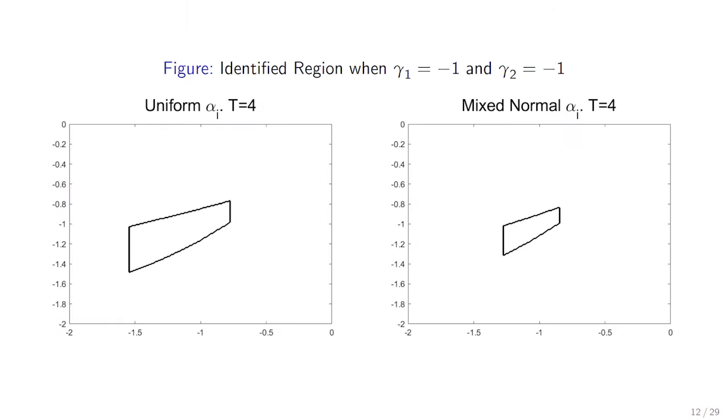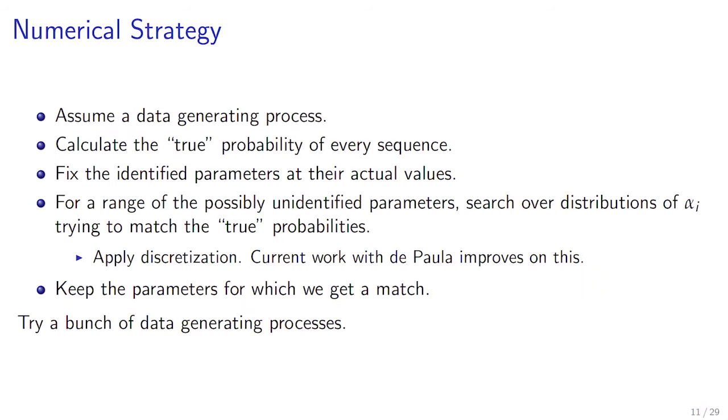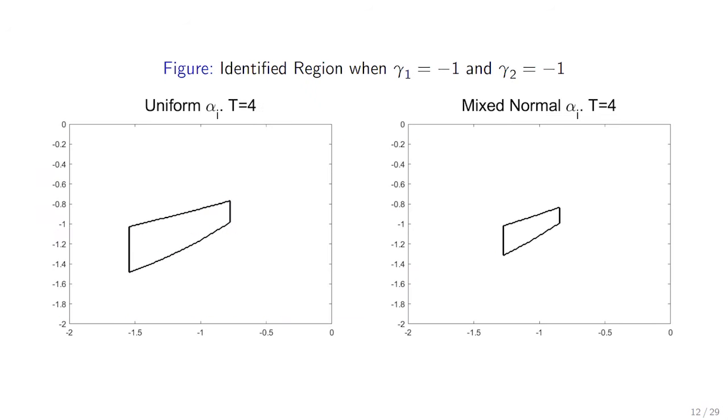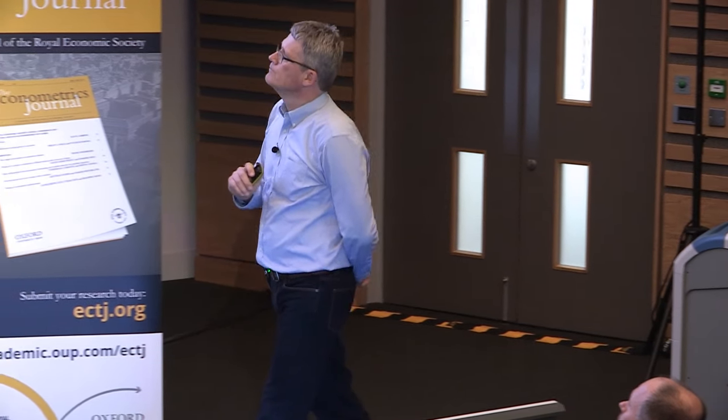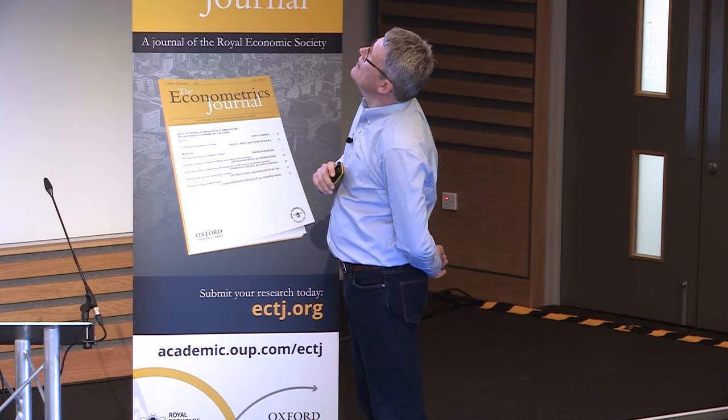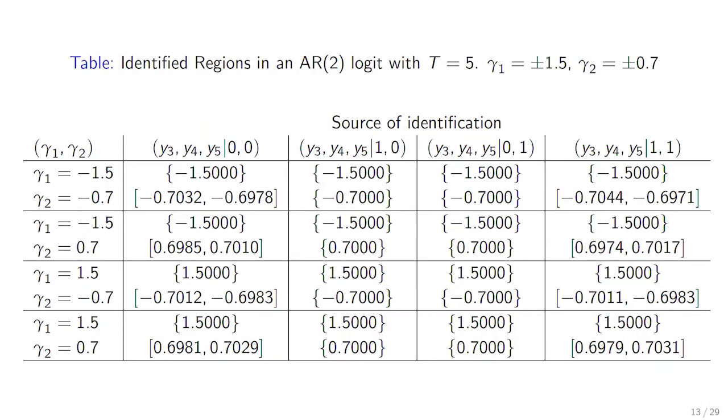So first we looked at 4 time periods. We made some assumptions about what the true gamma 1 and gamma 2 are. We tried a whole bunch of different ones. I'm just showing you one here. And as you'd expect, with 4 time periods, neither gamma 1 nor gamma 2 is point identified. Right? Then we tried with 5 time periods.